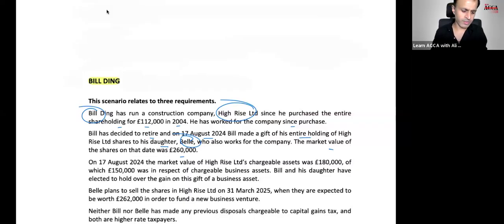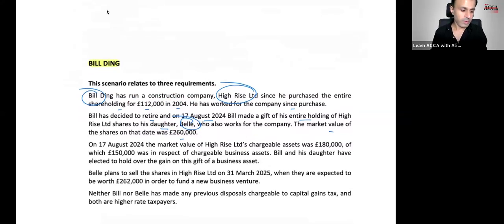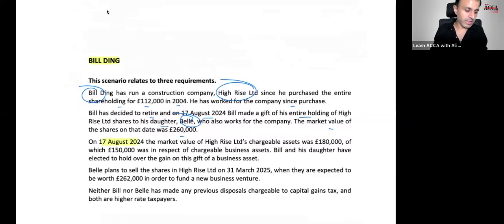So it looks to me right now a simple story. The shares were purchased by Bill in the past for this cost. When he comes to give them to his daughter, the market value of the shares on that day was 260,000. On 17th of August, the day the gift was made, the market value of the High Rise chargeable assets was 180,000, of which 150,000 was in respect of chargeable business assets. Both of them have made the election to hold over the gain on the gift of business assets.